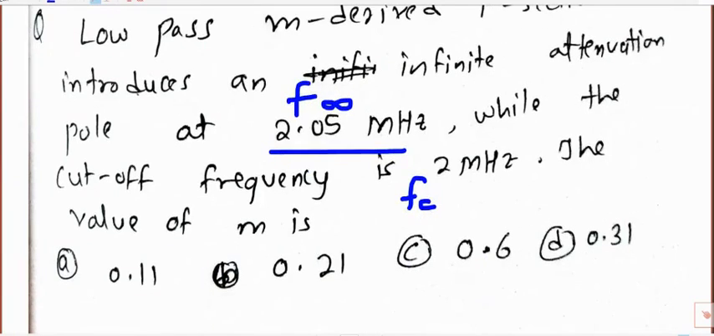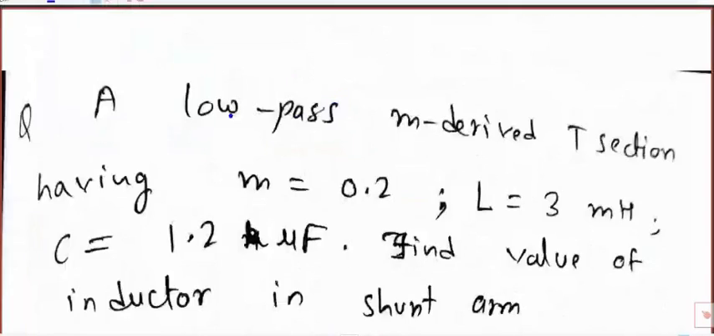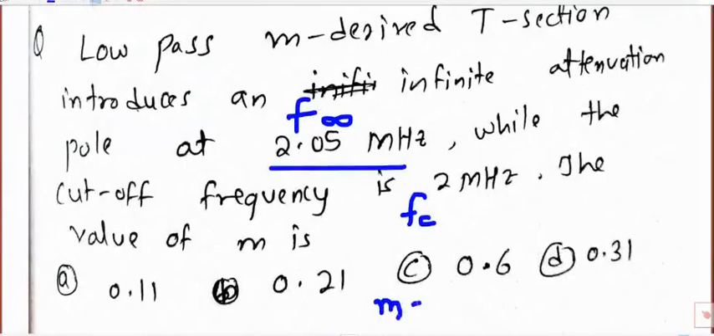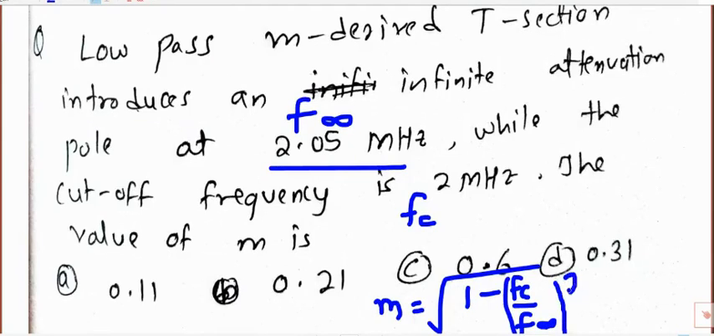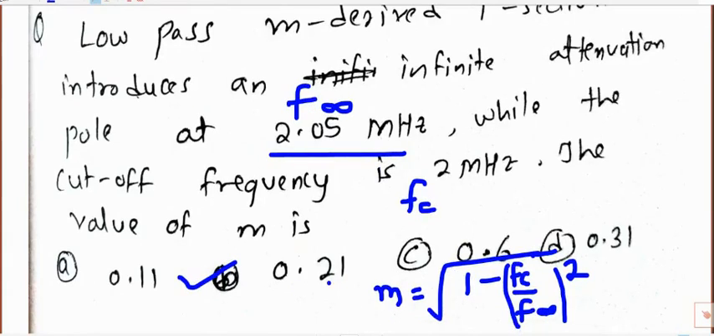Okay, I hope you have paused the video. We know the formula: M equals under root of 1 minus (fc by f infinity) square. Just put the values and use a calculator. Don't simply watch the video; you should have paused the video, then only it will be useful. So the answer is 0.21. By substituting fc and f infinity, you get M as 0.21. I hope you have got this answer.